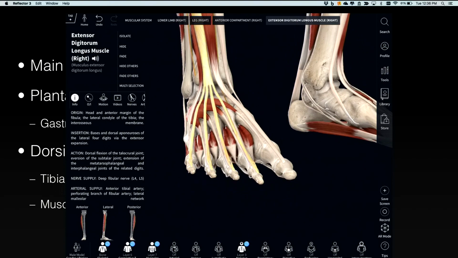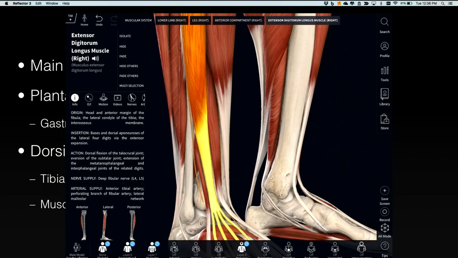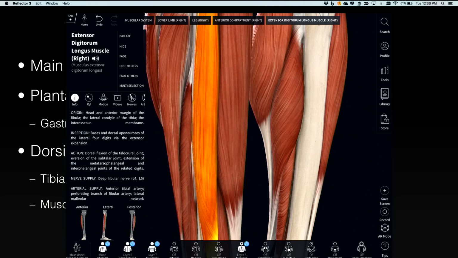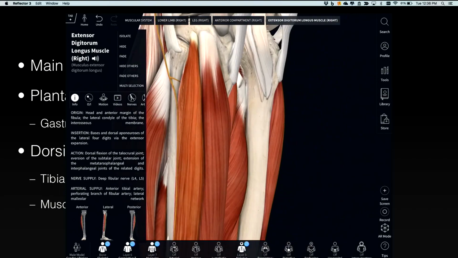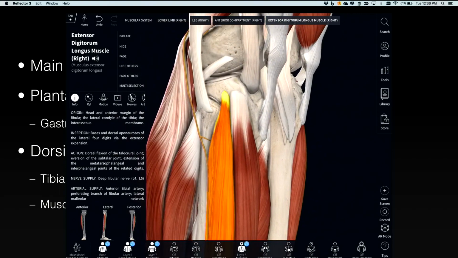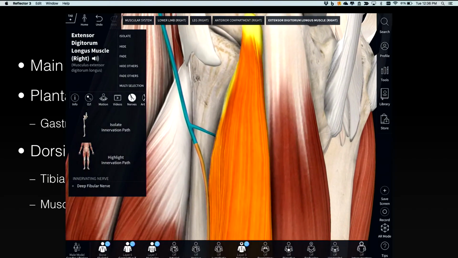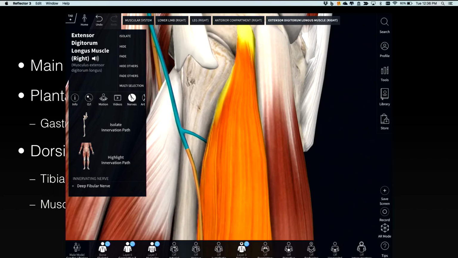Now I want to point out these muscles both dorsiflex, keep the foot raised, keep the toe raised so you don't trip on it while you're walking. And while I'm telling you that they're innervated by the fibular nerve, technically it's the deep branch. And you can see that highlighted here.